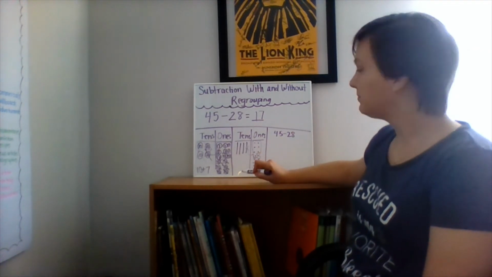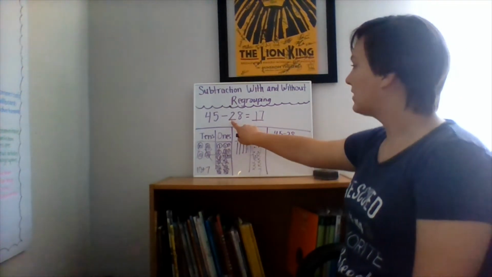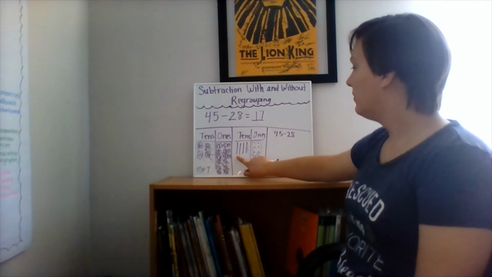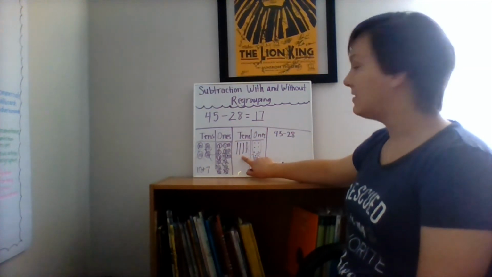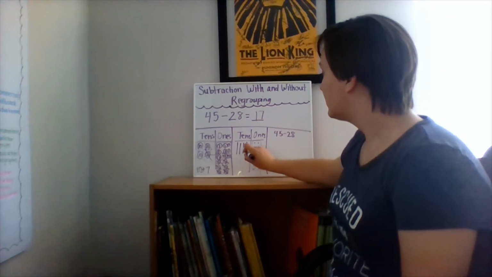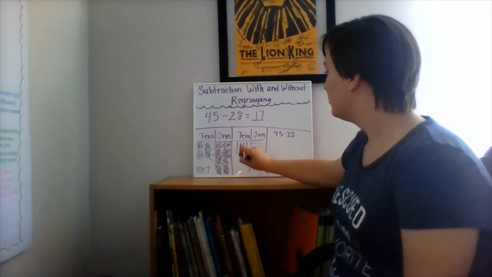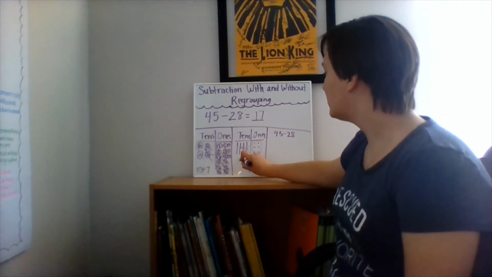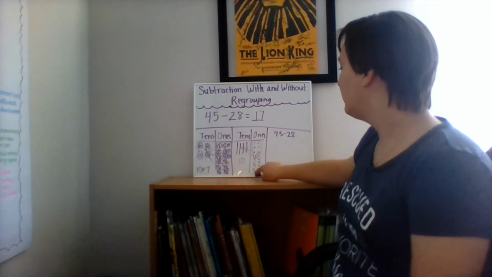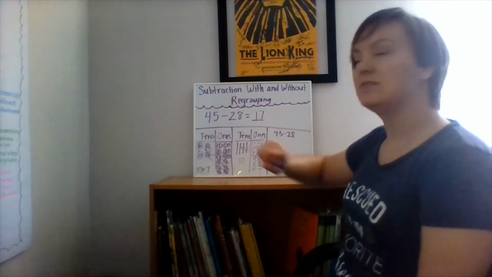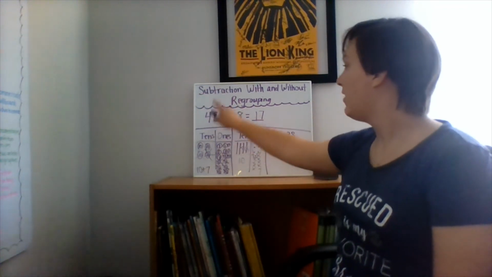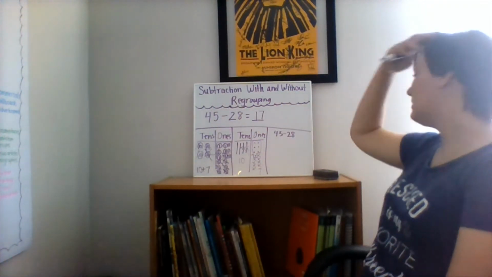7 ones. Now I need to subtract 2 tens from my leftover 3 tens. Okay? So let's cross them out. 1, 2. That leaves me with 1 ten, which is equal to 10. 10 plus 7 gives us 17. So 45 minus 28 equals 17.